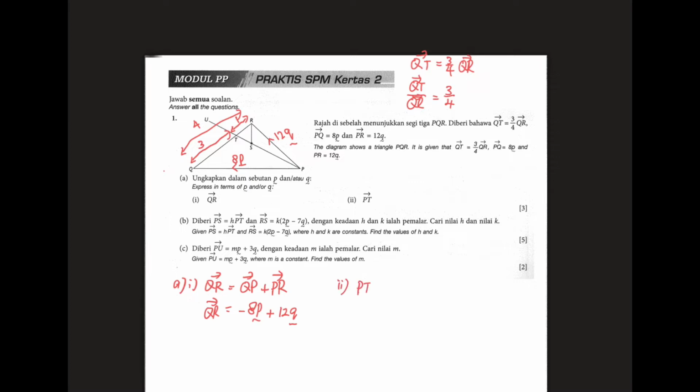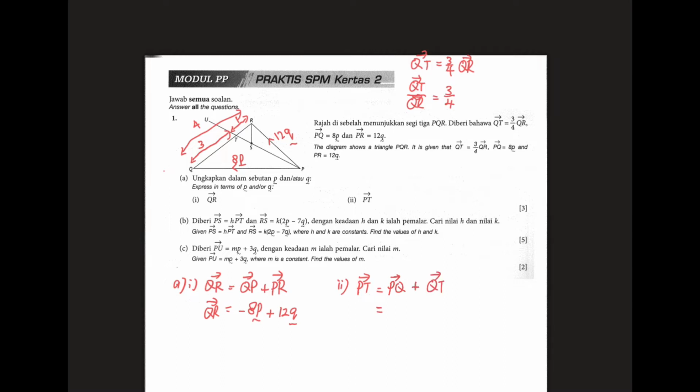PT. Okay, PT. So let's look at the diagram again. PT is P to T. So we have QR. QR is going up. Because of that, it is good to do PQ plus QT, which is going up also, so that we can use this straight away. Okay, so I write down first, PQ plus QT.